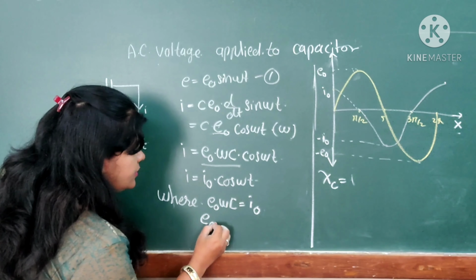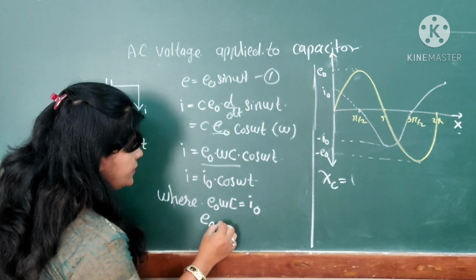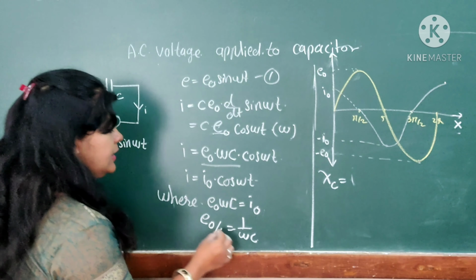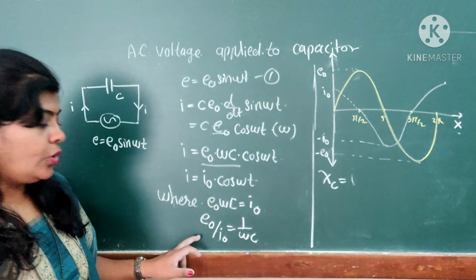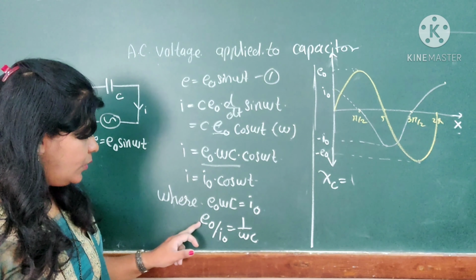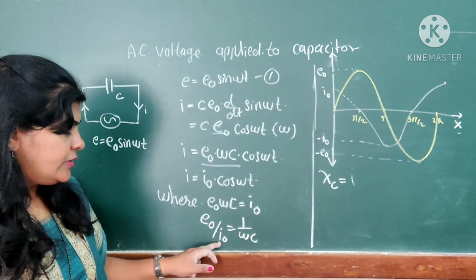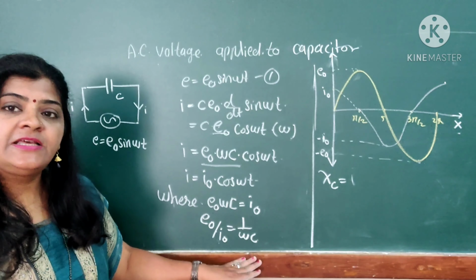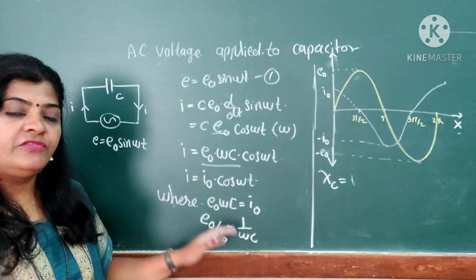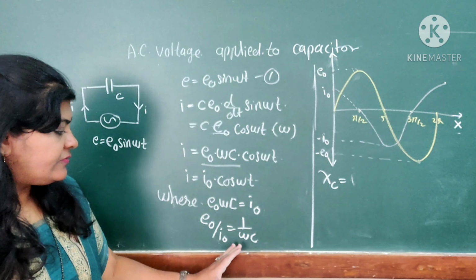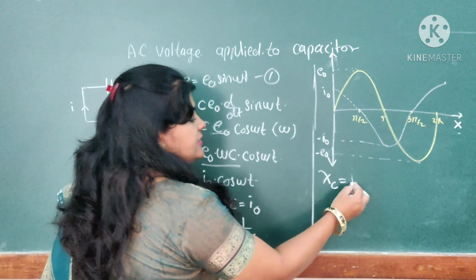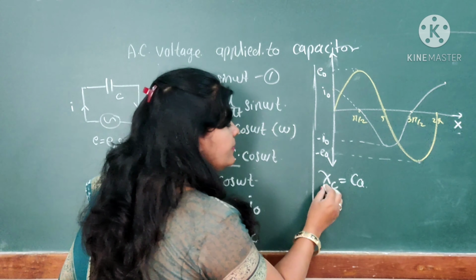Here E naught upon I naught gives us 1 upon omega c. E naught upon I naught, the voltage upon the current, is called the resistance, but here the capacitor is there, which opposes the flow of the alternating current. That's why a new name is given, the capacitive reactance, denoted by Xc.